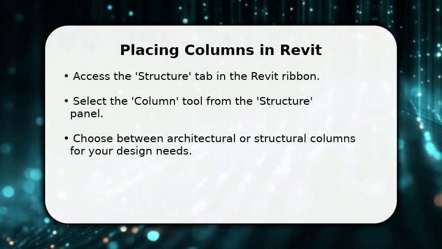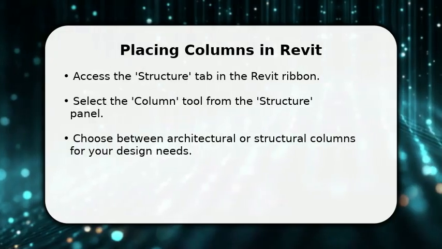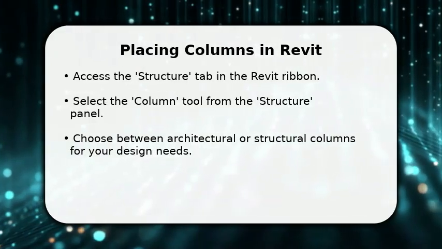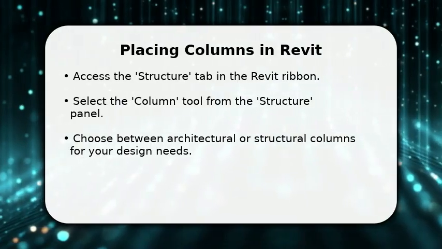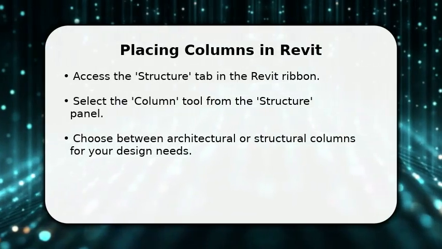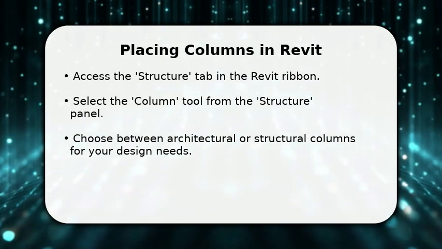Revit offers two primary column types, architectural and structural. Architectural columns are often used for decorative purposes or to wrap around structural elements, while structural columns are load-bearing and essential for the building's integrity. Understanding this distinction is key to proper placement.